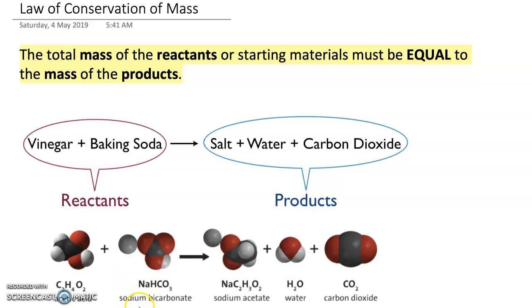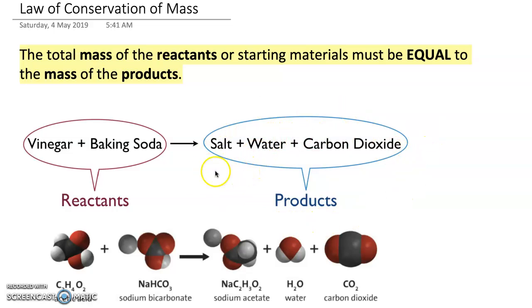Now, the law of conservation of mass is that the total mass of the reactants, so if you recall, the reactants are the things that react together, or the starting materials, must equal the mass of the products, so what we end up with at the end.